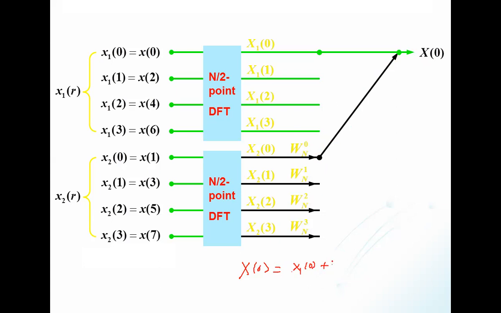तो यहाँ पे Wn0 which is multiplied with x2 of 0. आया समझ में? Yes or no?